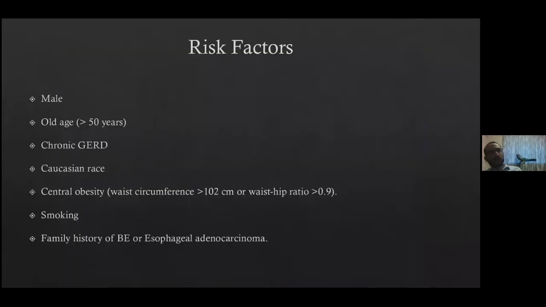So what are the risk factors of Barrett esophagus? Previously they were classified into modifiable and unmodifiable risk factors. Currently, just risk factors in general: gender, specifically male; old age, more than 50 years; patients with chronic gastroesophageal reflux disease; Caucasian population; central obesity, defined as waist circumference more than 102 centimeters or waist-hip ratio more than 0.9; smoking; and family history of Barrett esophagus or esophageal adenocarcinoma.